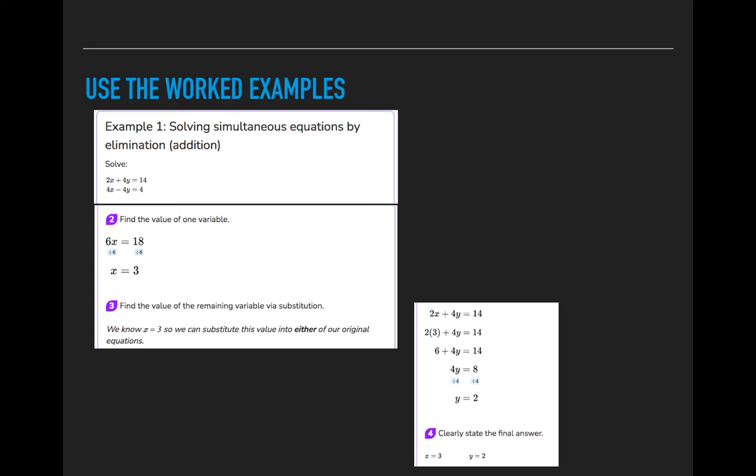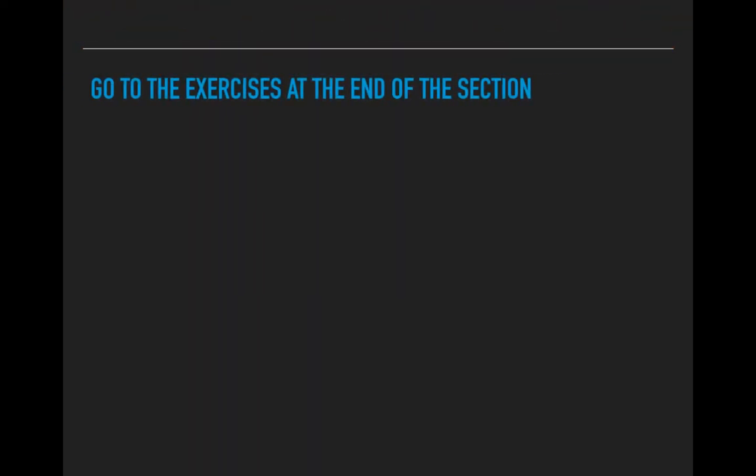And what you will have done is corrected your worked example. So you would have done the question and then you'd correct it. If you got it right, you move on to the next question. If you didn't get it right, you ask a parent or a teacher for help. Okay, what happens when you're done with the worked examples? You go on to the exercises at the end of the section.